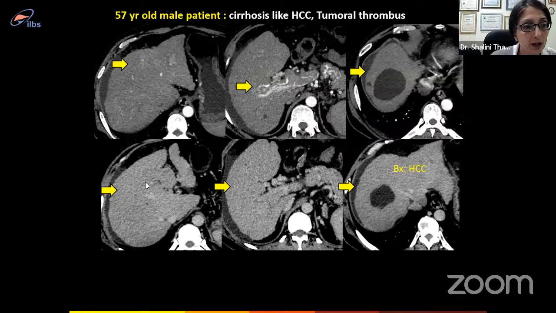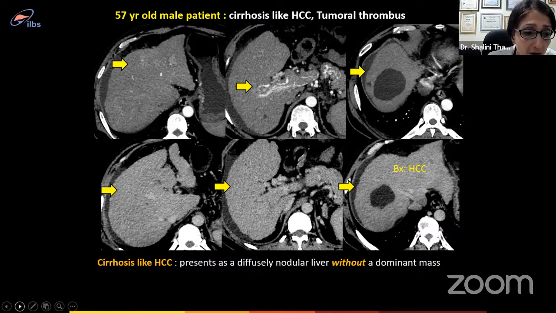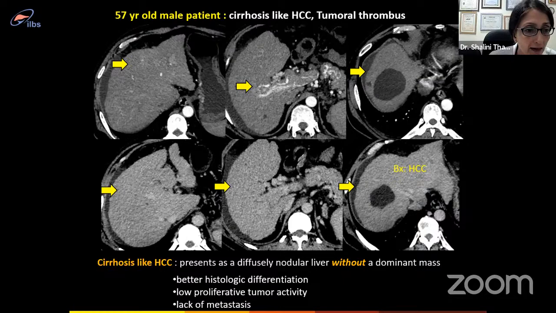No defined mass. So this must not be missed by the radiologist because this is a cirrhosis-like HCC, which means it has infiltrated into the liver parenchyma, but it is not showing up as a mass. Such lesions only present as a diffusely nodular liver, not a dominant mass, and they have better histological differentiation, low proliferative tumor activity, and a lack of metastasis, which means they have a better prognosis than the other lesions.